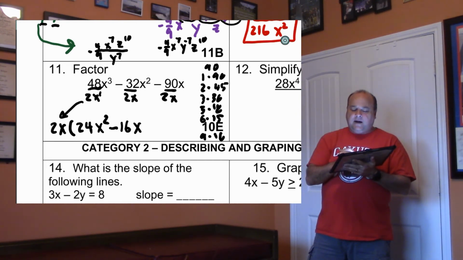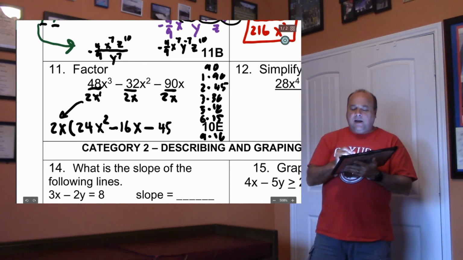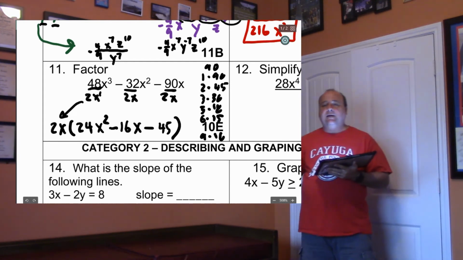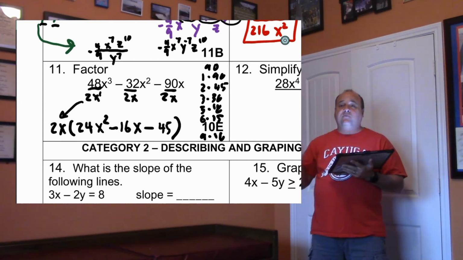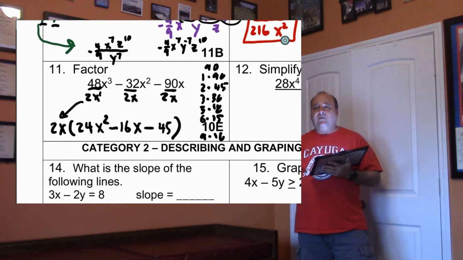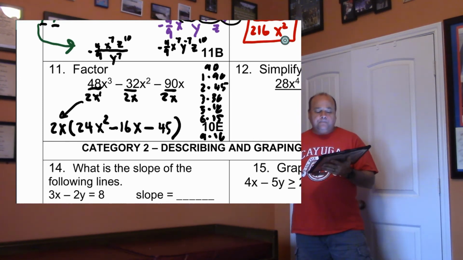And a negative divided by a positive is a negative. 90 divided by 2 is 45. And then x divided by x, it eliminates. This right here would be my answer. Notice I can't pull anything out of 24, 16, and 45. Those do not have any common factors in them, okay?